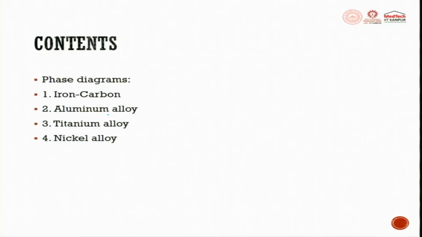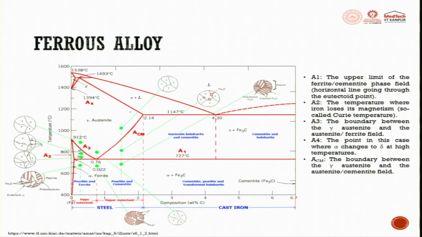In this lecture, we will try to cover the phase diagrams of iron carbide, aluminium alloy, titanium alloy and nickel alloy. Whatever four we are trying to cover, we have picked the alloy compositions which are exhaustively used in metal additive manufacturing. First, we will look into the iron carbide diagram.